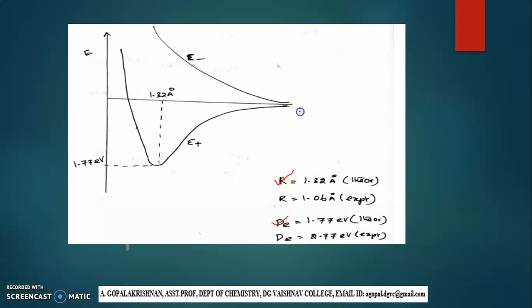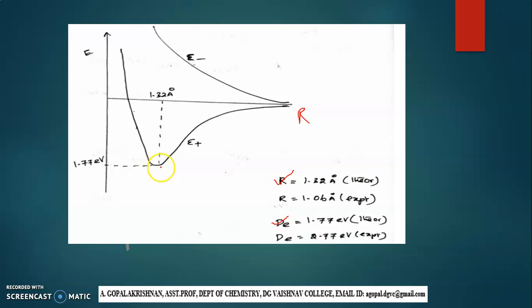So this is the internuclear distance and this is the energy. The E plus state energy decreases and reaches a minimum. The E minus state keeps on increasing. At any given R value, the energy of the E plus state will be less, and the energy of the E minus state is high. So the E plus state corresponds to the bonding state, and at the minimum energy, we say that equilibrium geometry exists here.